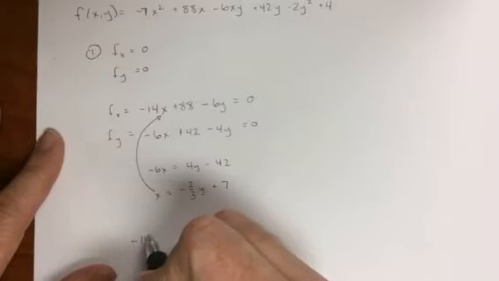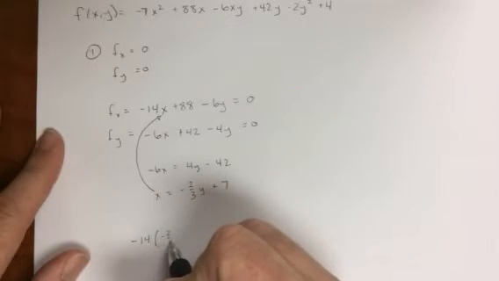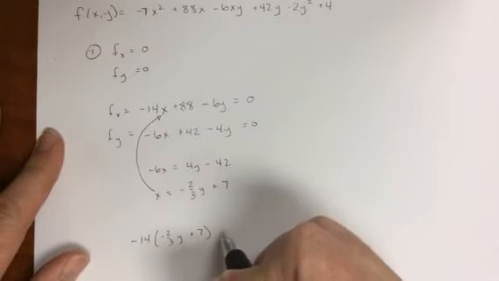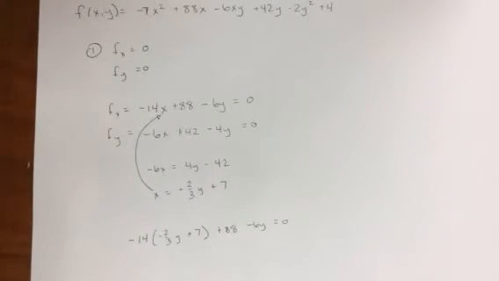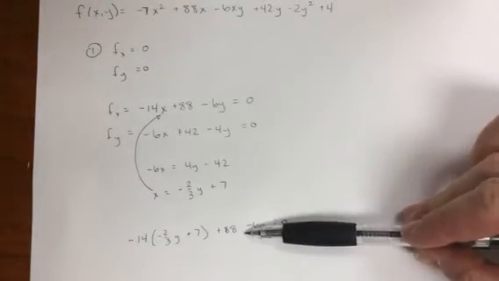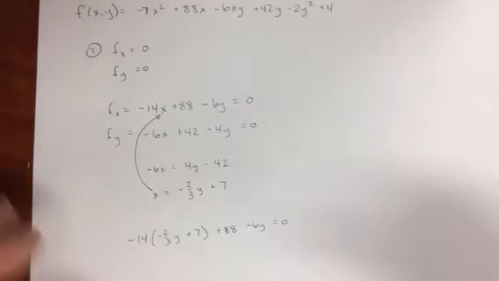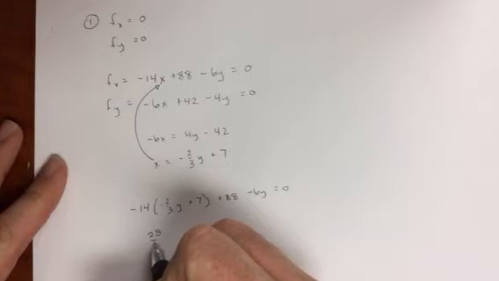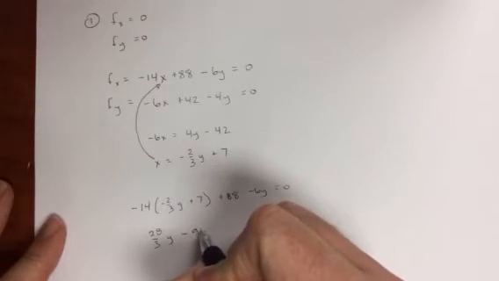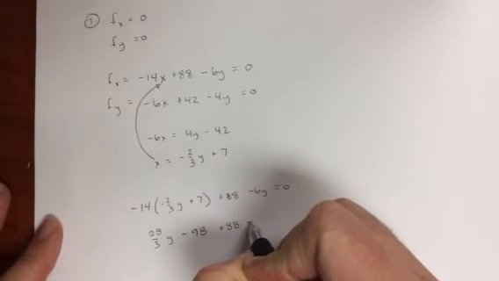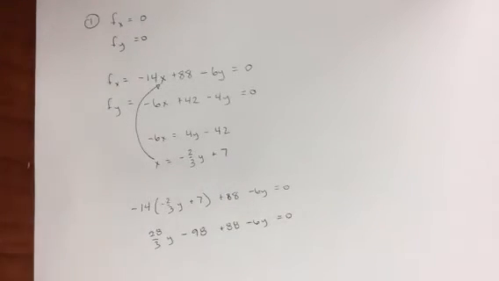So I get negative 14 times negative 2/3 y plus 7 plus 88 minus 6y equals 0. And now you notice, hey, this is not too bad. We have one equation, one unknown. It's not fun by any means, but we can keep going. 28/3 y minus, do 14 times 7. We get, oh, a big number. Awesome. 98 plus 88 minus 6y is equal to 0.